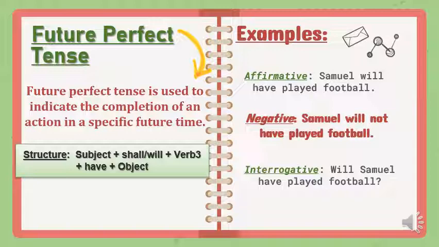In affirmative sentences, Samuel will have played football. Now you can see that there is a completion of an action in the near future time. In negative sentences, Samuel will have not played football. In interrogative, you will ask, will Samuel have played football?